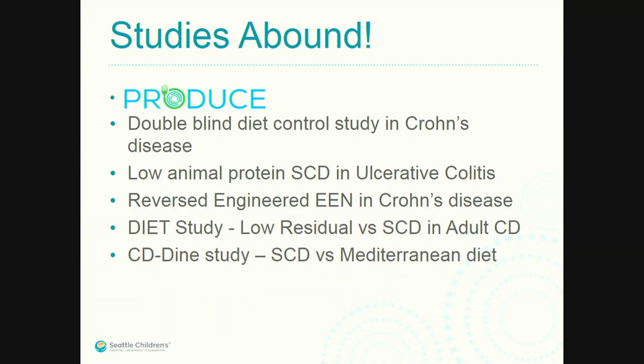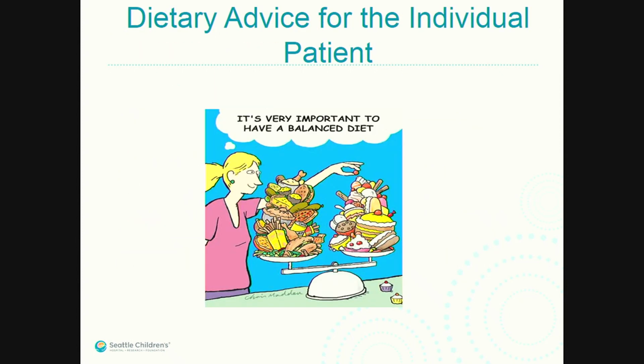In addition, we have a number of smaller studies here at Seattle Children's, including a low animal protein diet and a reverse engineered EEN diet that Dr. Lee is leading here to help better define the important components of diet in improving inflammation in the GI tract.